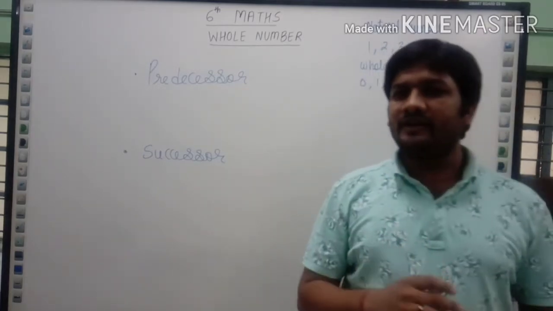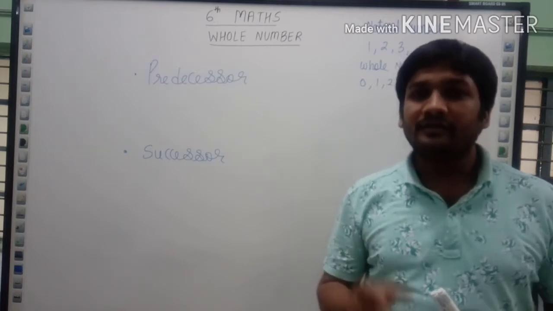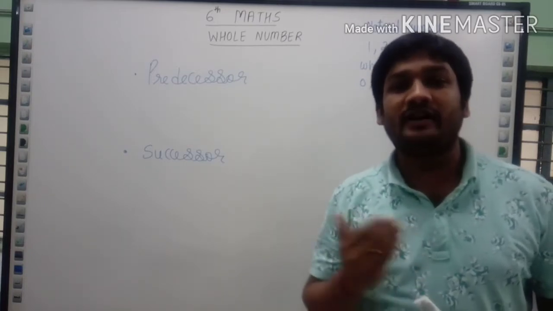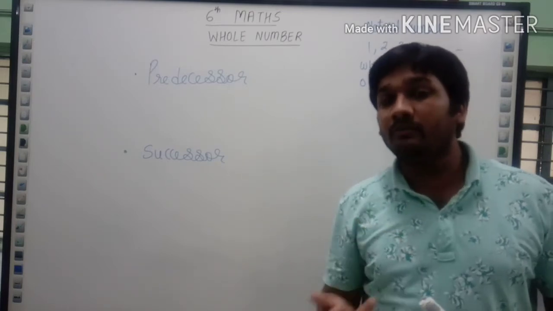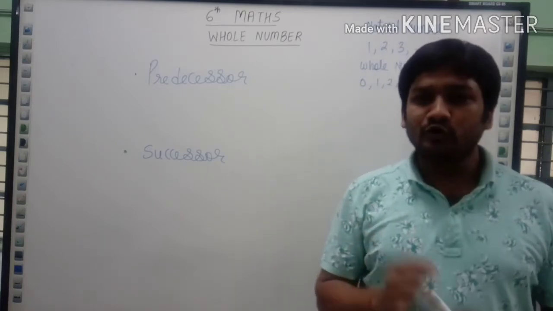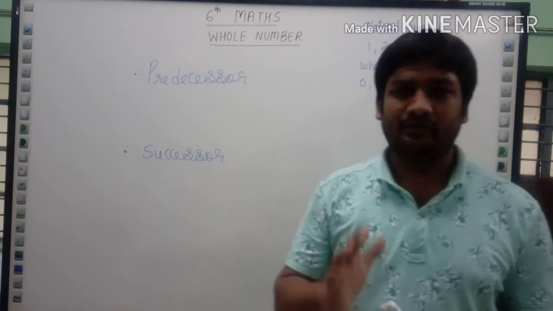So the only difference between natural numbers and whole numbers is what? Natural numbers start from 1, counting numbers start from 1, and whole numbers start from 0. So 0 is the additional number in whole numbers.